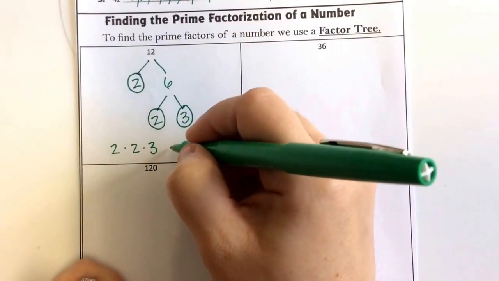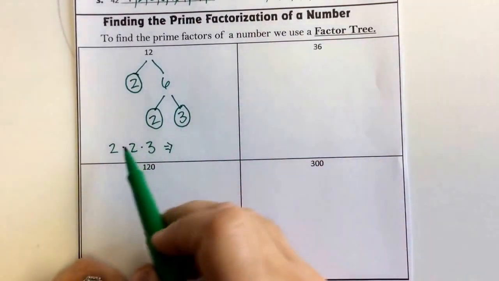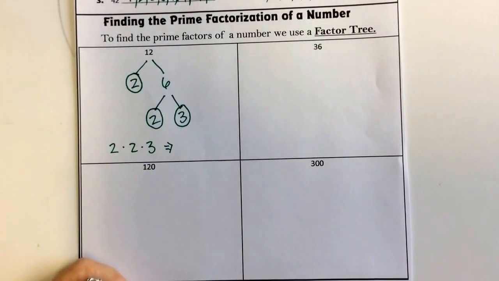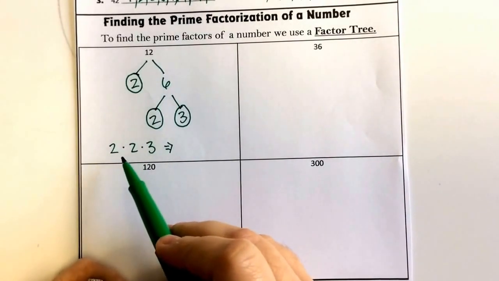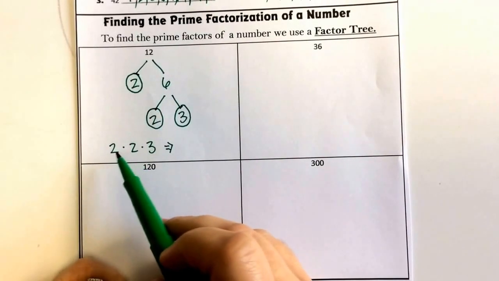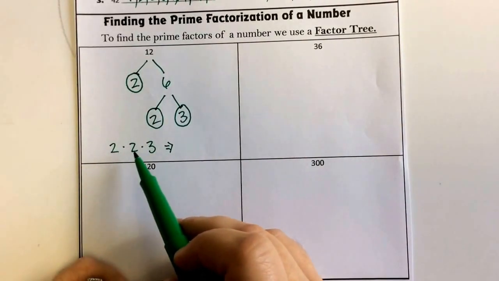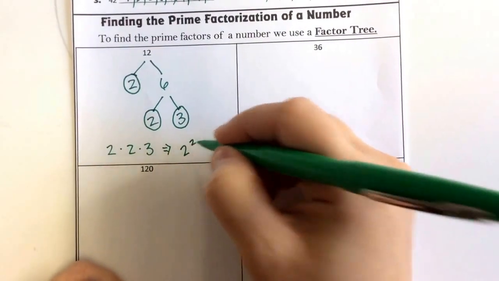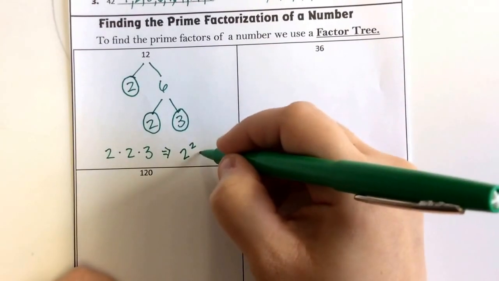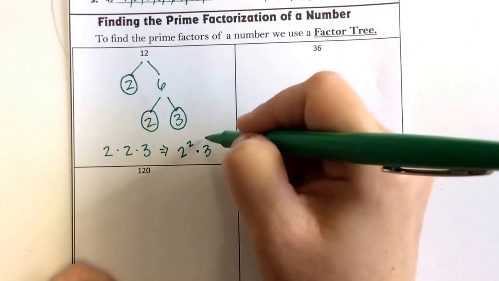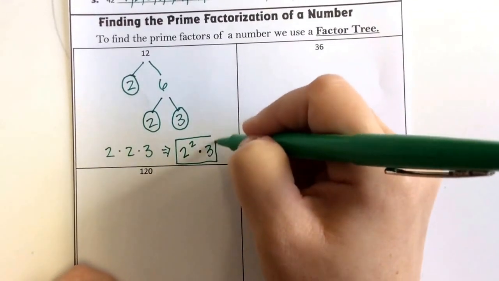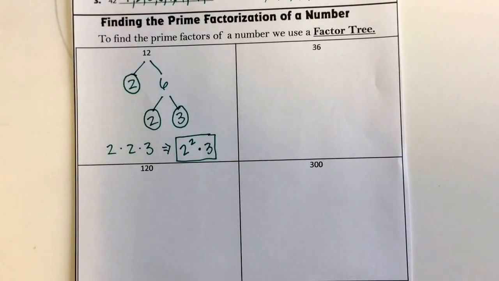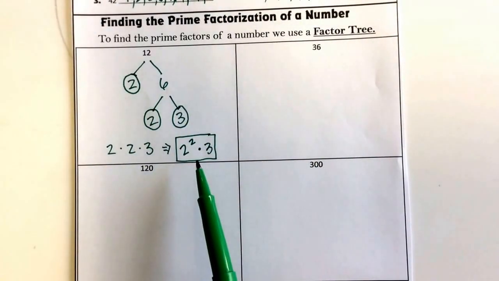The actual simplified version is you're going to combine the 2's and write it as an exponent. So if you remember what we talked about earlier this week with exponents, if I have 2 times itself, or 2 times 2, I can write that as 2 squared, and then we're going to bring over the times 3. That would be your final answer. Okay, so this would be the prime factorization of 12.